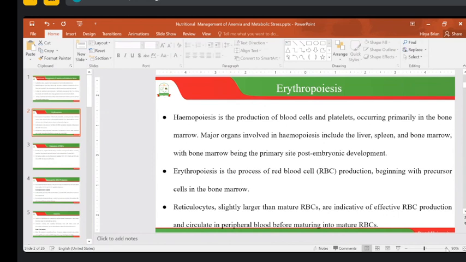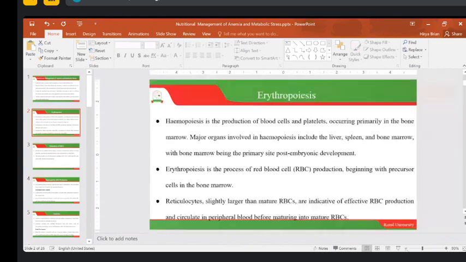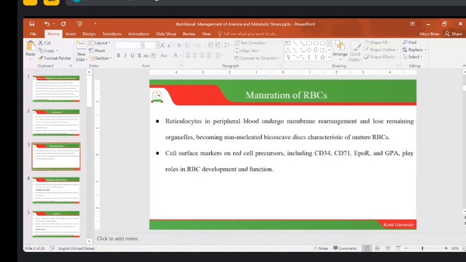The reticulocytes, larger than the mature red blood cells, indicate effective red blood cell production and circulate in peripheral blood before maturing into red blood cells. So really we are looking at the origin, the genesis, of red blood cell production, as we'll be getting further into details of iron absorption, etc.